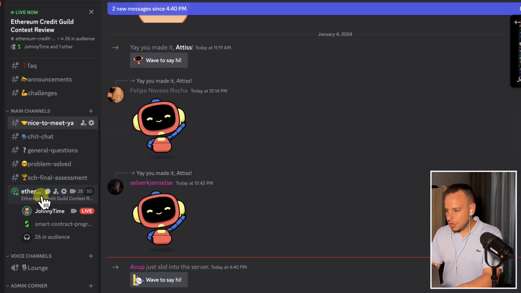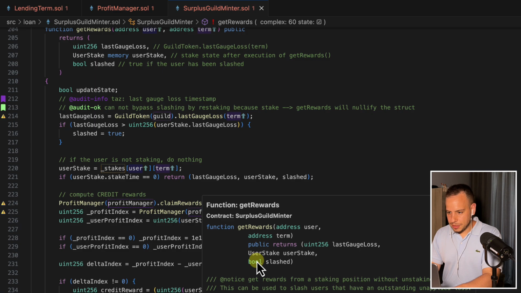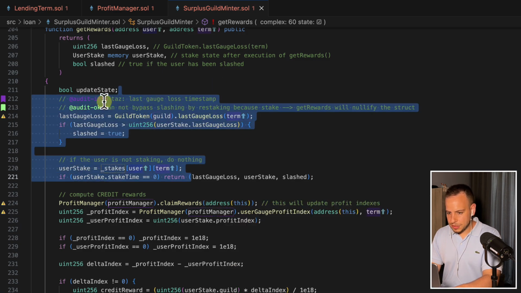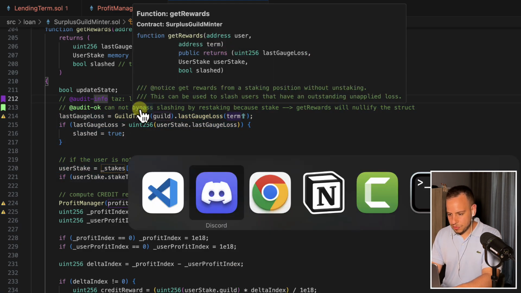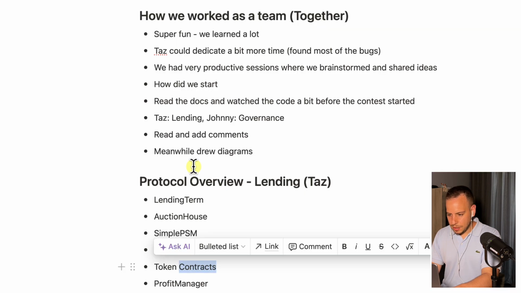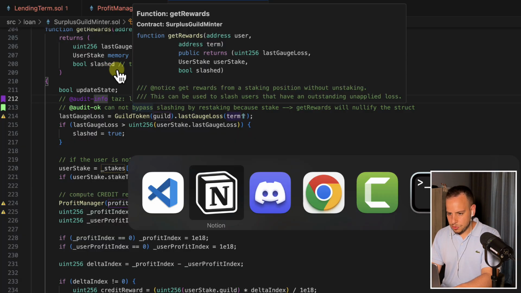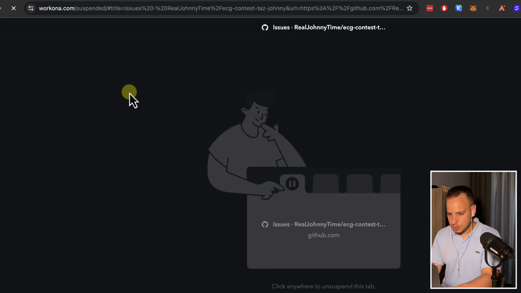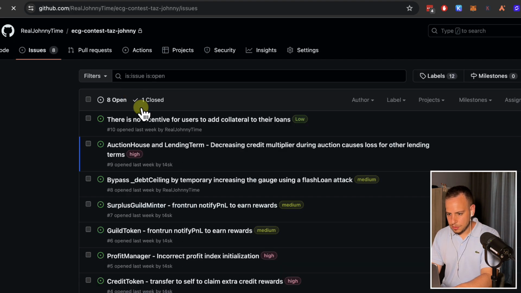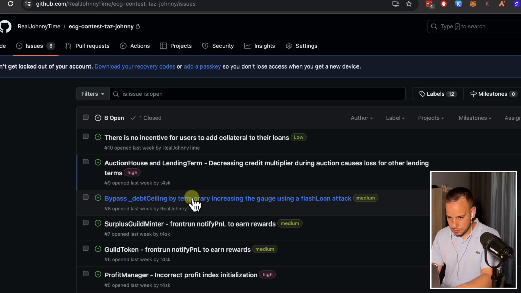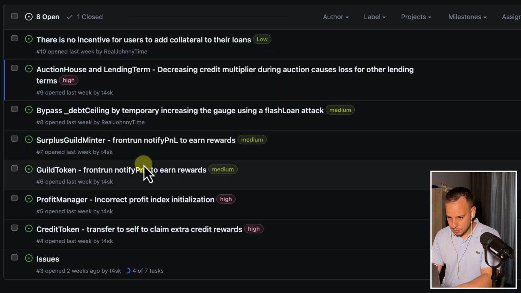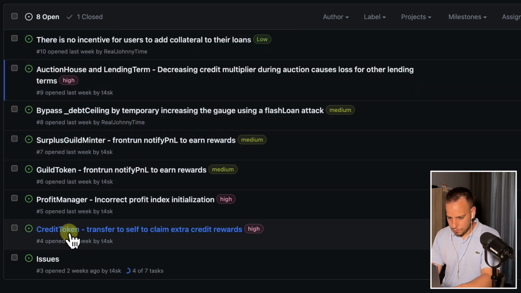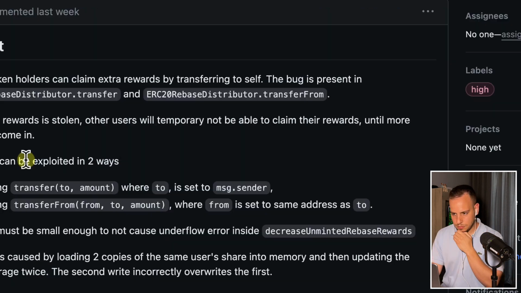Okay, I think we can jump to the findings and we can start presenting the findings. And maybe also some students here have some interesting findings to present. So let's start with which one, Taz? We can start with the easy one, which will probably be credit token transfer to self.